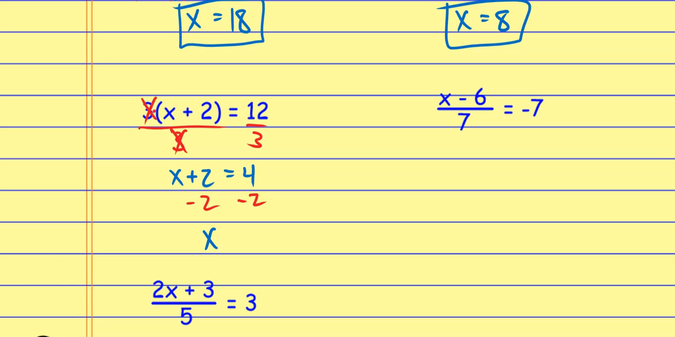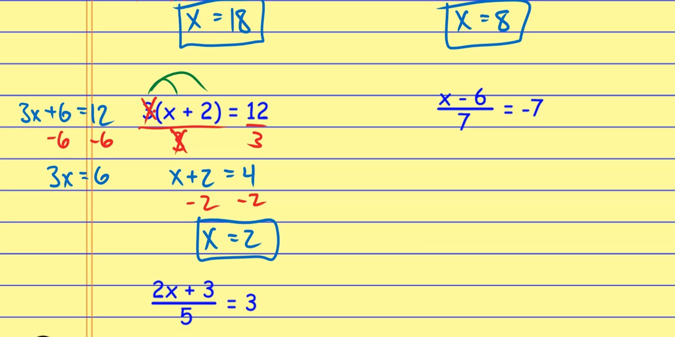Okay? And that is not the only way to do this one. If you remember the idea of simplifying and then solving, you could have distributed the 3 first, and if you feel more comfortable distributing the 3, and then solving by undoing the addition with subtraction, and undoing the multiplication with division, well, that is fine, just fine, because you get the same answer.